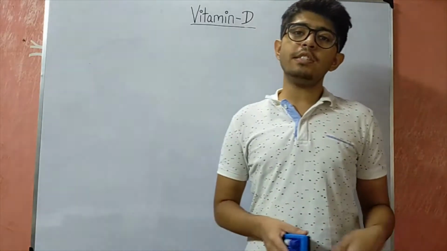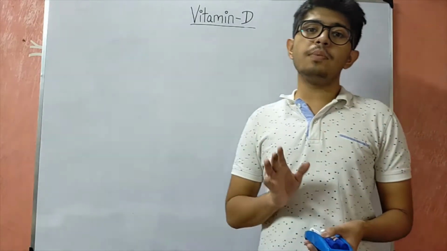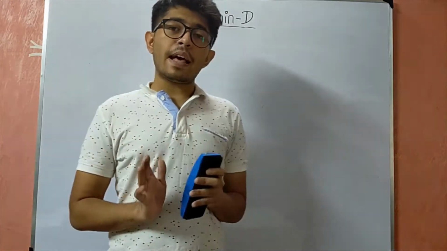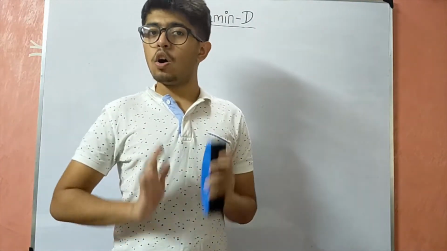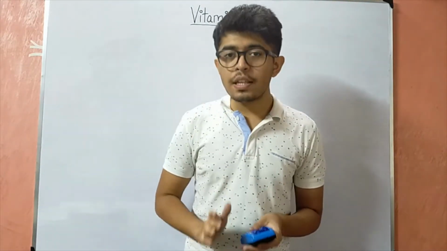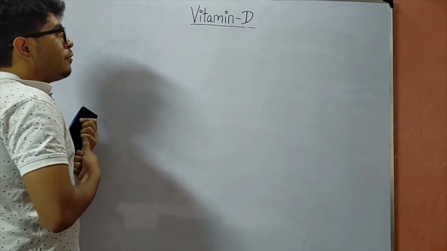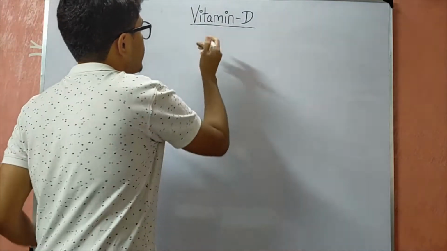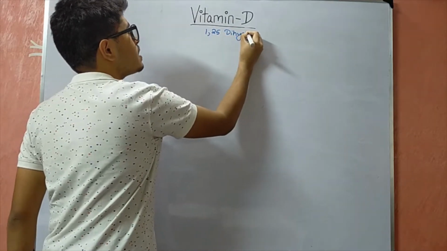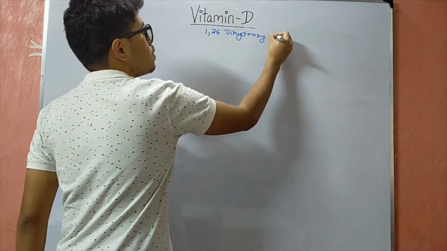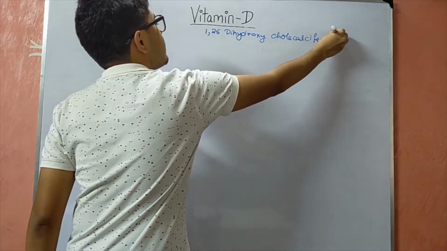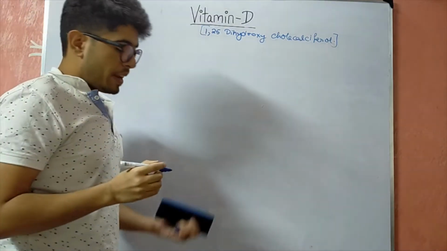Today we again concentrate on another fat soluble vitamin, which is vitamin D. Though we classify it as a vitamin, it is basically a hormone, which is 1,25 dihydroxycholecalciferol. This is the active form of vitamin D.